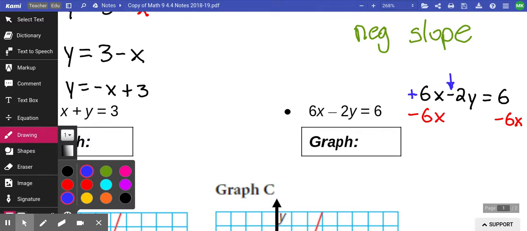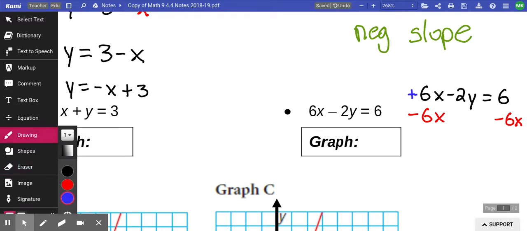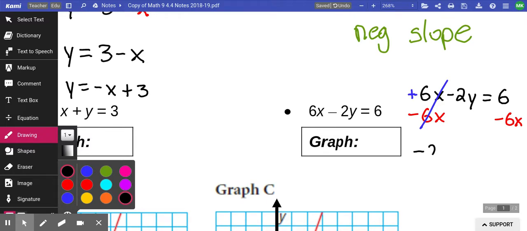When I subtract the 6x, they will cancel out. The negative is attached to the 2, so it's negative 2y equals 6 minus 6x. So remember, our process is you show your work, and then you reorganize your work. Then you show your work, and then you reorganize your work. Yes, sir?